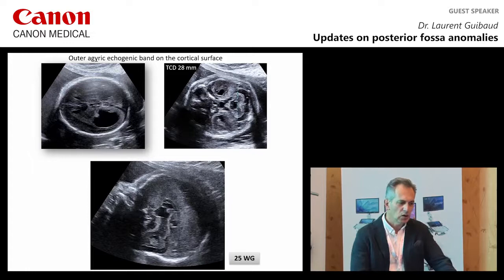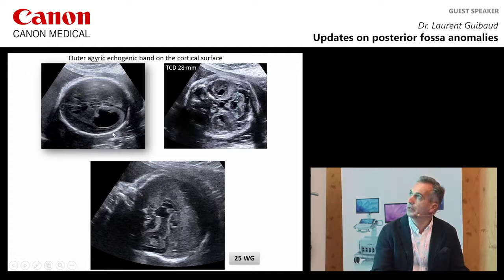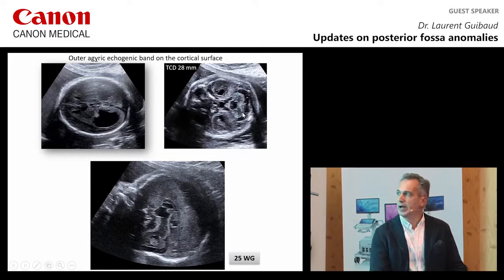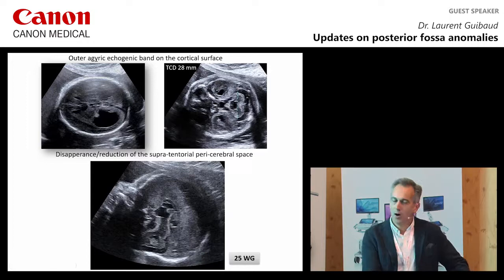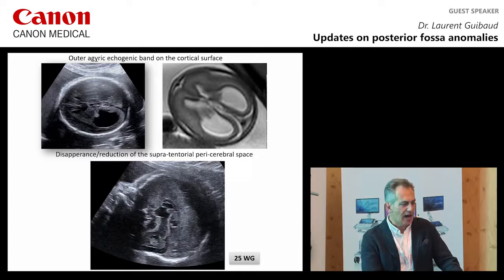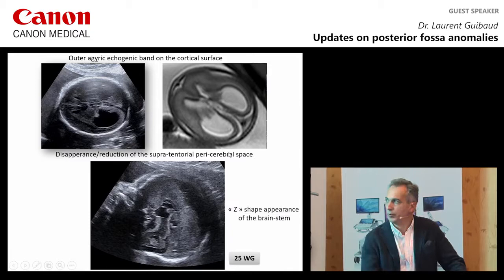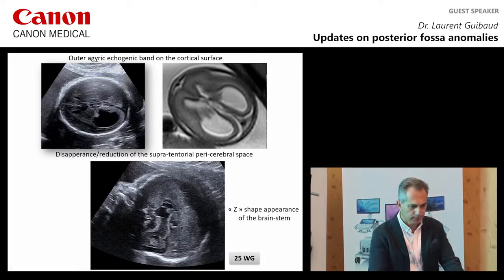Instead, you have an outer echogenic band of tissue here on the cortical surface, and we can also see this echogenic band on the surface of the cerebellum. And you can see also this band surrounding the brainstem. Because of this echogenic band, you have disappearance or reduction of the supratentorial pericerebral space, as you can see also on the MR. If you look at the mid-sagittal view here, you have a Z-shape appearance of the brainstem and agenesis of the corpus callosum.